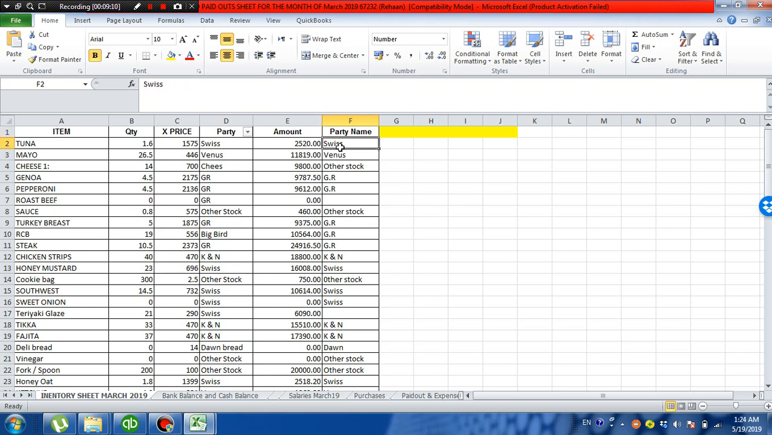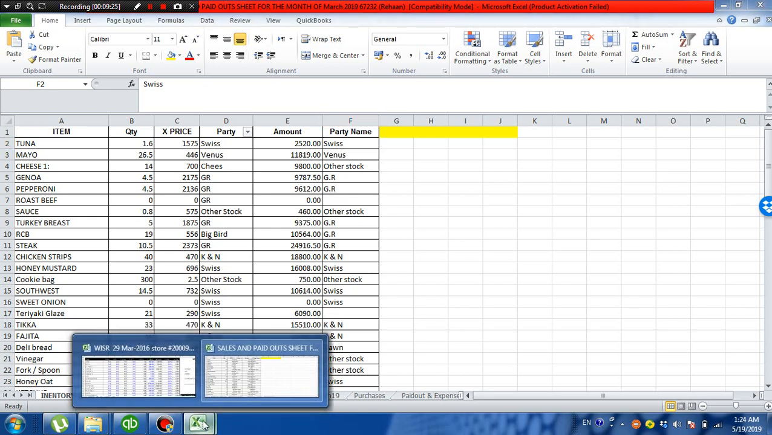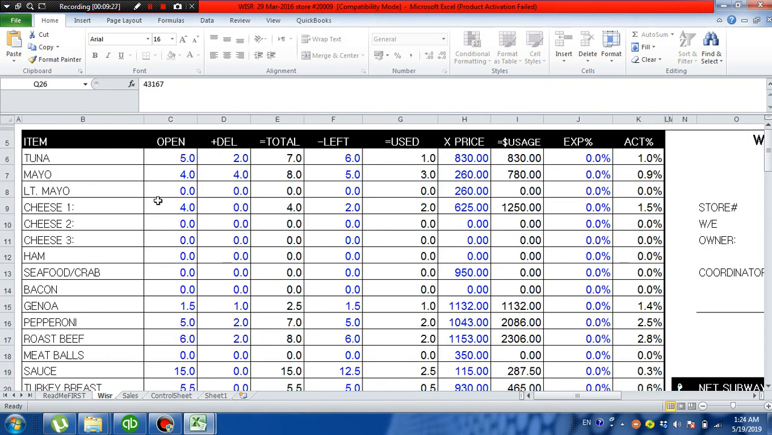So we know, for example, this Swiss company, we know what we buy from the Swiss company, so we don't want to see every item that we buy from a Swiss company and the cost of that item. We can see it in this sheet here, we can see the items but we cannot see the party, but we can see here the tuna cost.